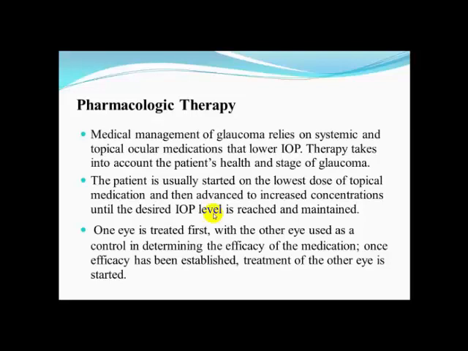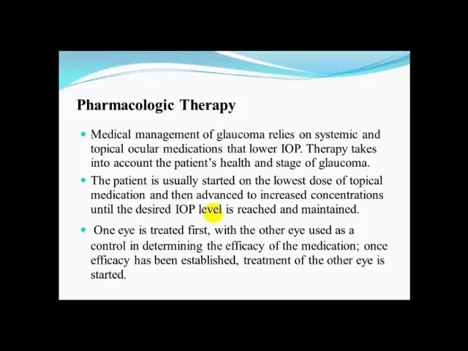Pharmacologic therapy. Medical management of glaucoma depends on systemic and topical ocular medication that lower intraocular pressure. Therapy takes into account the patient's health and stage of glaucoma. حقيقة الميديكيشن اللي نستخدمه هو اللي يقلل الضغط داخل العين، وأثناء استخدام العلاج يجب الأخذ بعين الاعتبار patient health and stage of glaucoma، إن الحالة الصحية للمريض بالإضافة إلى stage of glaucoma. هو مو بالفاينل ستيج ونبدي بالميديكيشن، إنه لا فائدة للميديكيشن إذا كان بالفاينل stage.